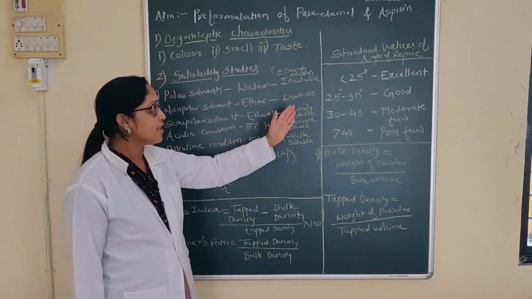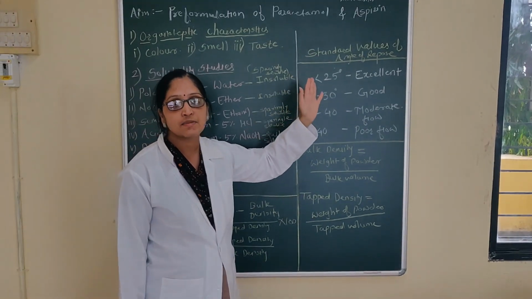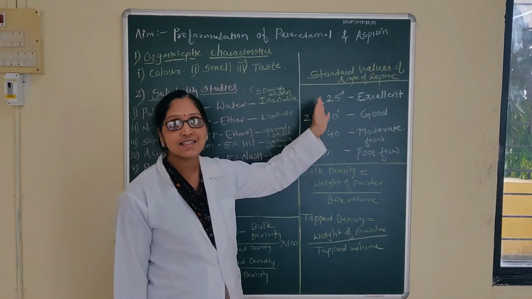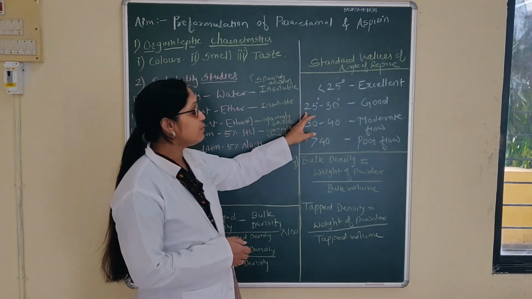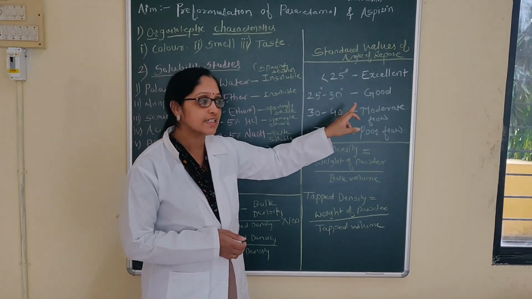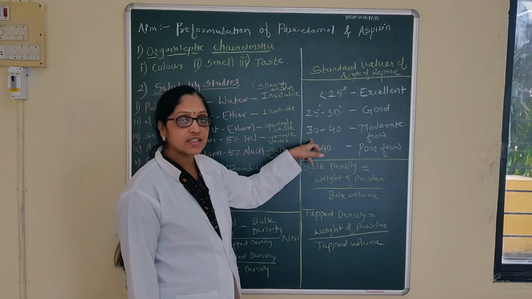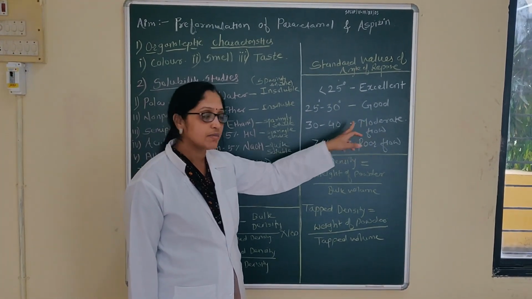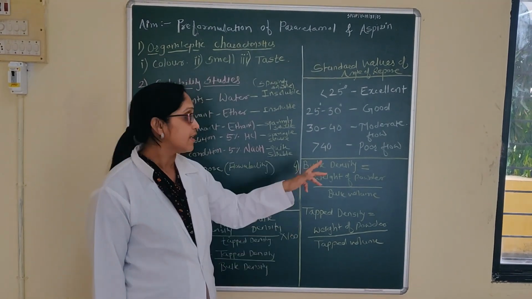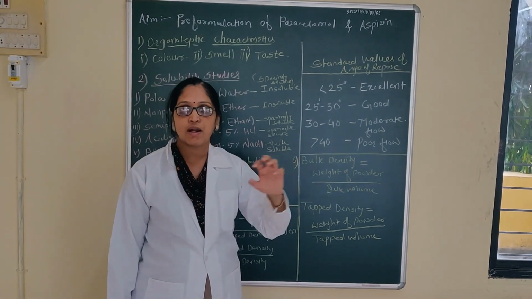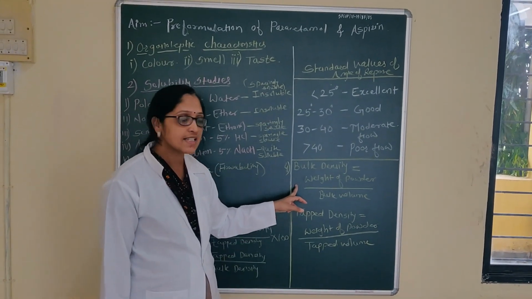Here are the standards for angle of repose. If the angle is less than 25 degrees, the flow of powder will be excellent. If the angle is between 25 to 30 degrees, there will be good flow properties. If it is between 30 to 40, moderate flow. And if the angle is more than 40, then our powder has poor flow properties. Then after that we checked the bulk density of the powder.